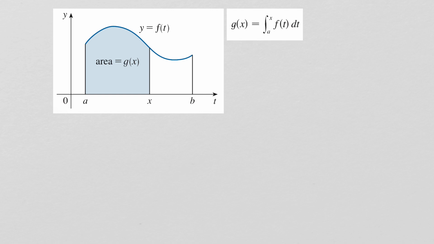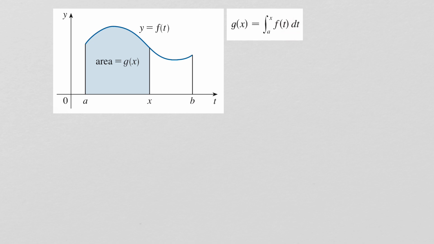Suppose we have some function f of t on an interval from a to b, and let x be a number in between a and b. And suppose we are interested in finding the area under the curve from a to x. We could represent that area by a new function, g of x, which is equal to the integral from a to x of f of t dt.